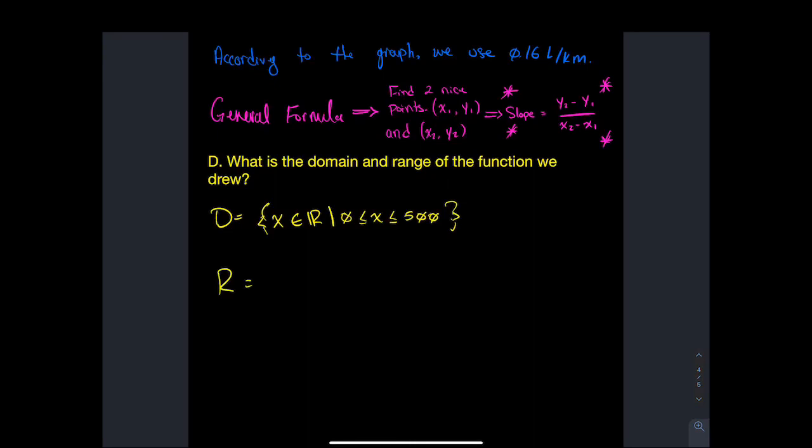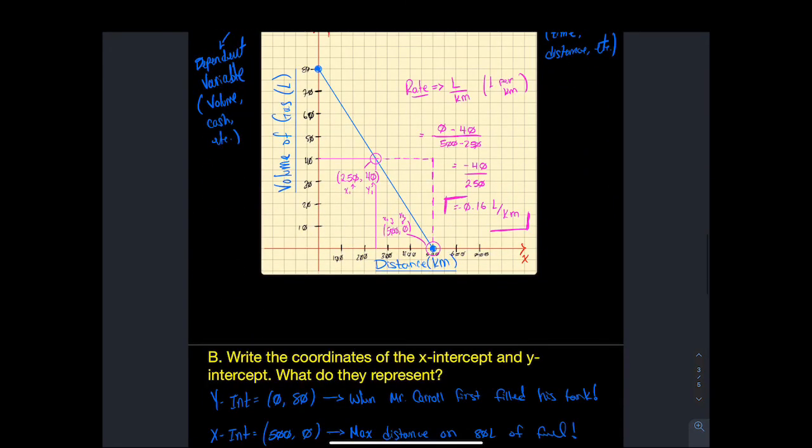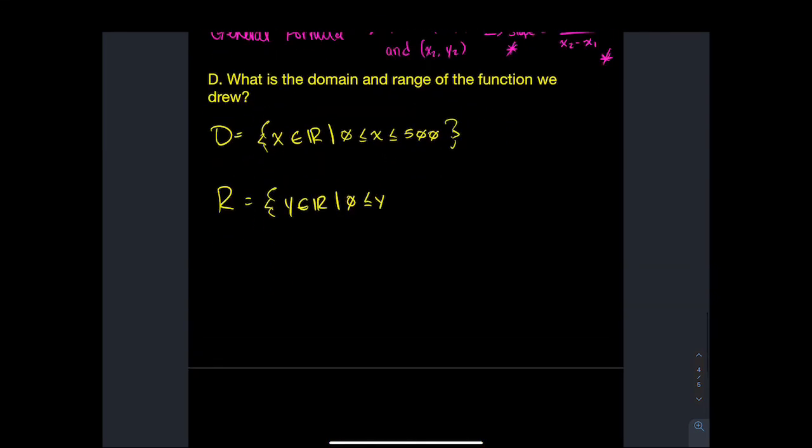And our range: y is an element of the reals such that y is greater than or equal to 0, because it started at 0 down here and went all the way up to 80, so y is less than or equal to 80. So that's the general idea that I'll give you for the questions on here.